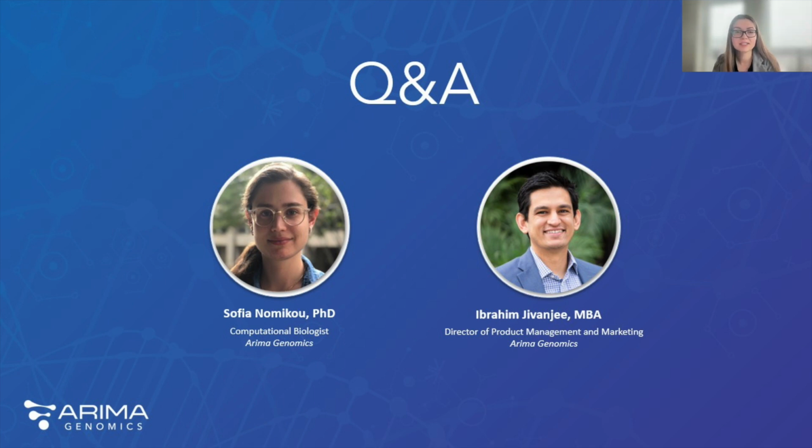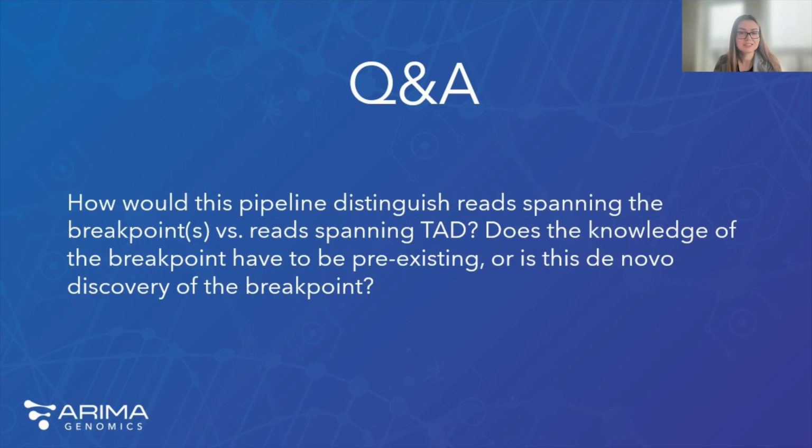Okay, so jumping into the Q&A, we have 17 questions. So I just want to remind everyone to upvote the questions that you like. The currently most upvoted question is from Nuet, and the question is, how would this pipeline distinguish reads spanning the breakpoint versus reads spanning TADs? Does the knowledge of the breakpoint have to be pre-existing, or is it a de novo discovery of the breakpoint?